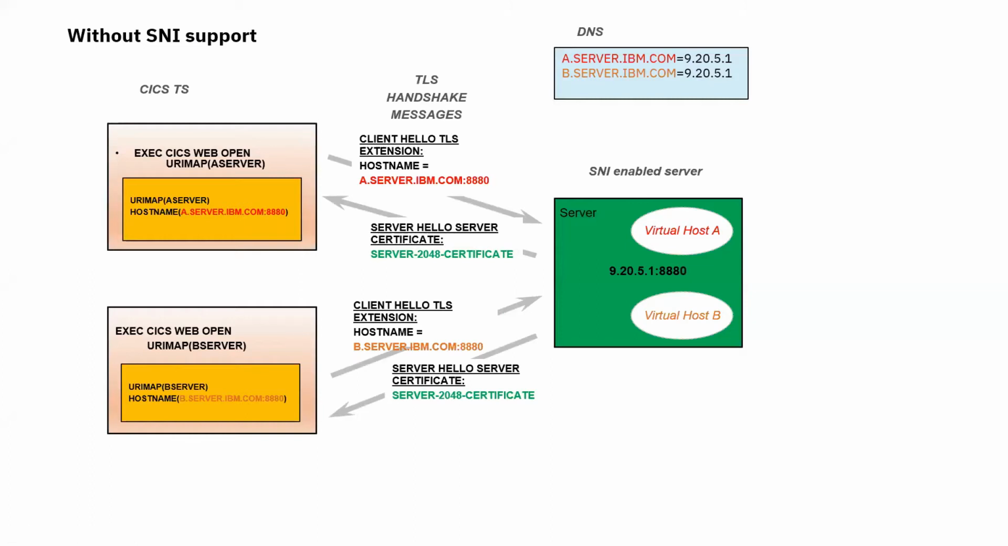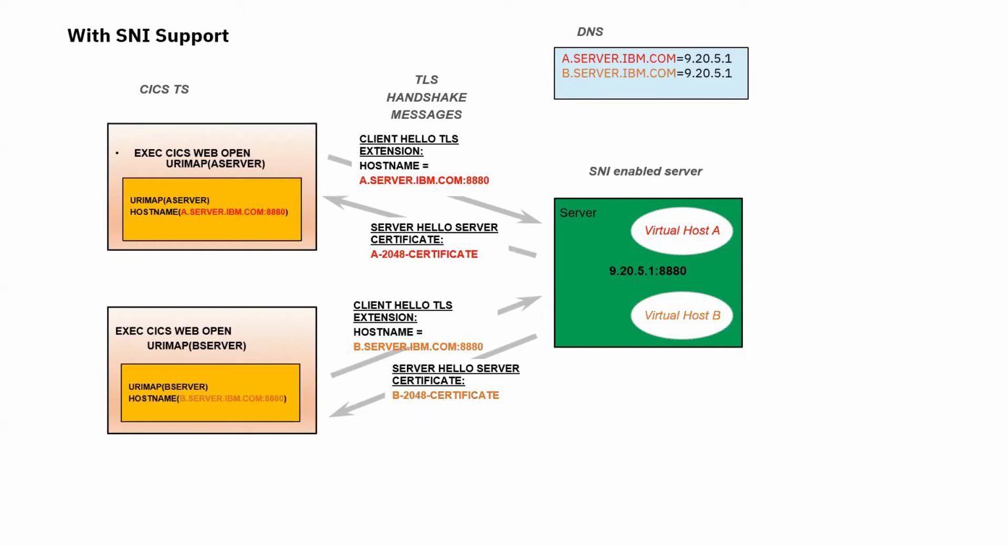Now, in case you're not familiar with SNI, here are a couple of slides describing what it's about. Firstly, without SNI, CICS is attempting to connect to two virtual hosts on a server, so host A and B on this server. The URI maps identify the host names and ports, and a DNS identifies the server. Both requests are seen as requests to the server rather than the virtual hosts, and so the server certificate in green is returned. This prevents CICS from securely identifying the virtual hosts A and B.